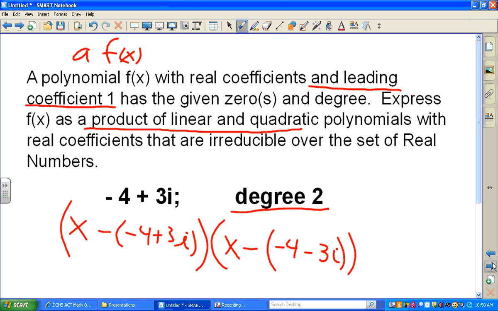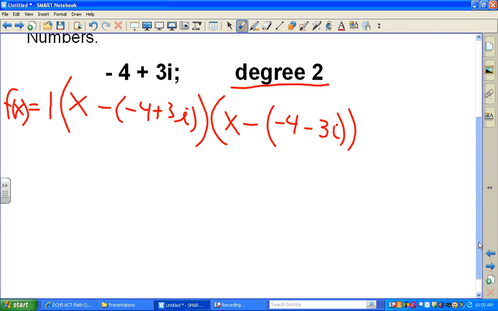I can't leave my answer like that because you have to have real coefficients, so I'm going to have to multiply this out. And they said that a was 1, so that's good. So this equals f of x. When I multiply this out, it's going to have degree 2. When I multiply it out, what should happen to the i's? They'll turn into real numbers, correct? Good. Let's just see if this is true.